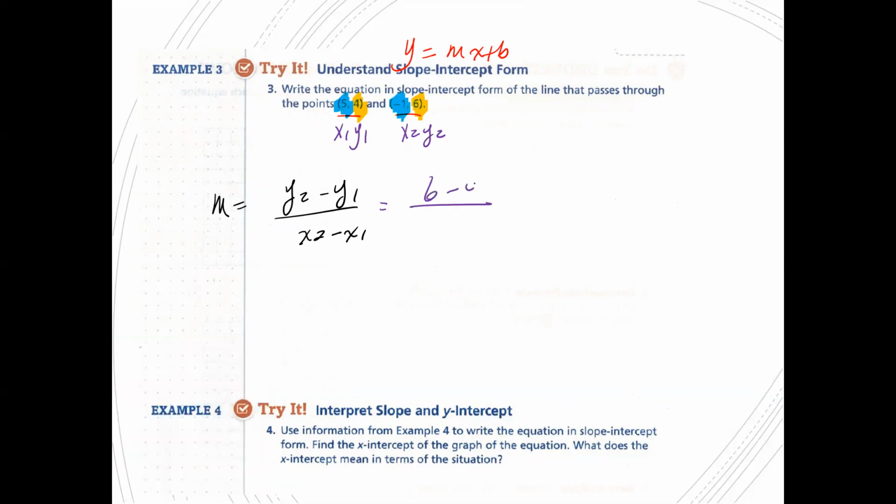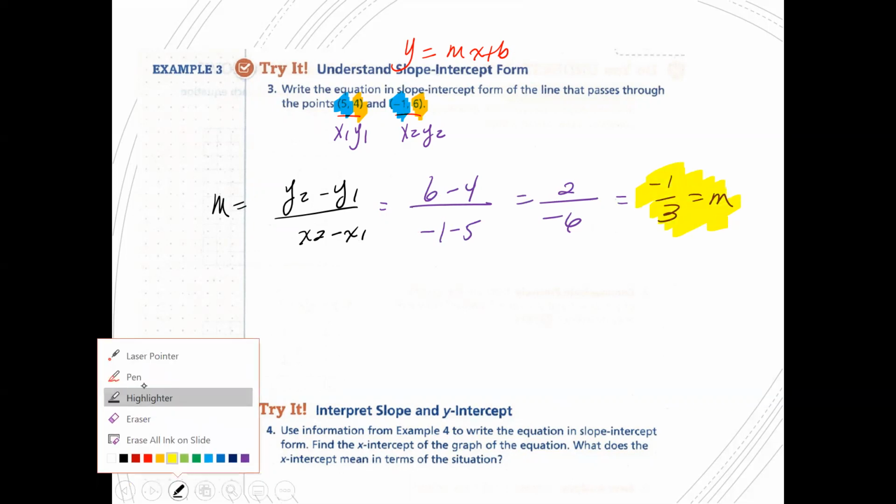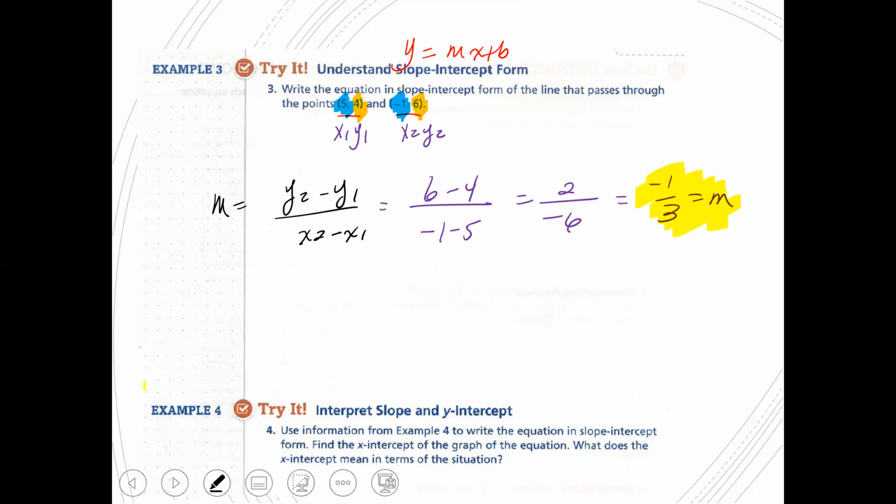So I have 6 minus 4 and negative 1 minus 5. Subtract to get 2 over negative 6, reduce it to negative 1 over 3, and that is my slope. It's a negative slope, 1 over 3. But I'm not done with this yet because this is write the equation. So you've got to write the equation.